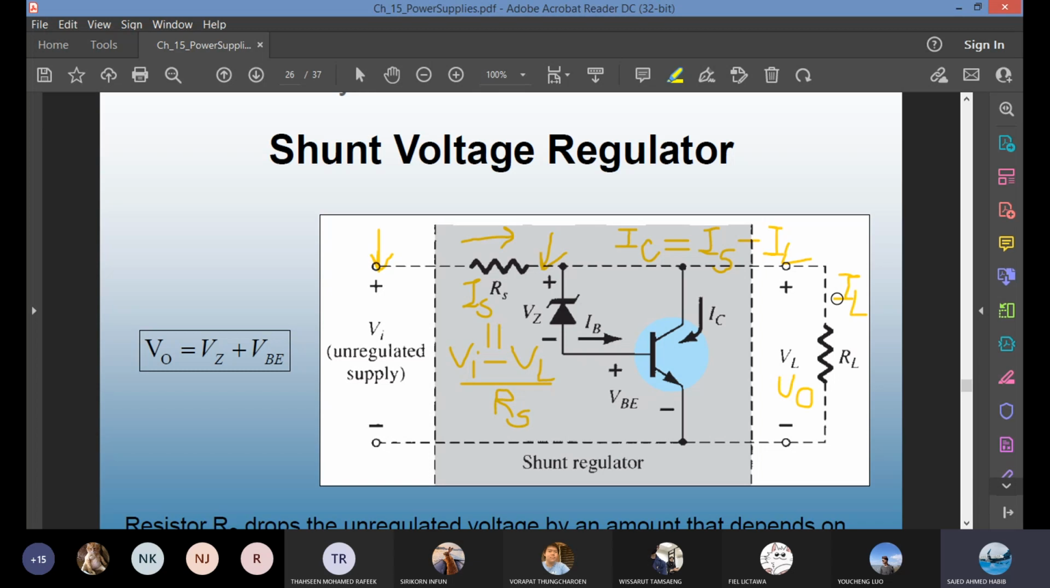What about IZ and the current from B to E, or the base current? They are much smaller than IC. We can ignore this in the circuit. The shunt current is much smaller than IC. We can see one example on the next slide.